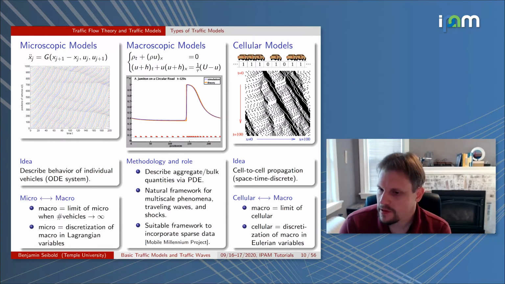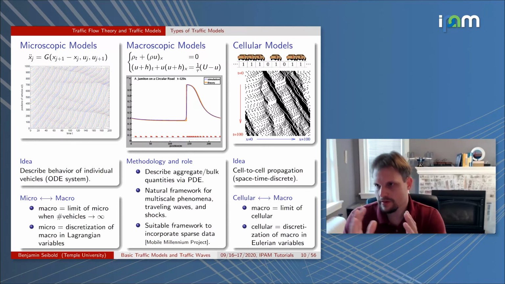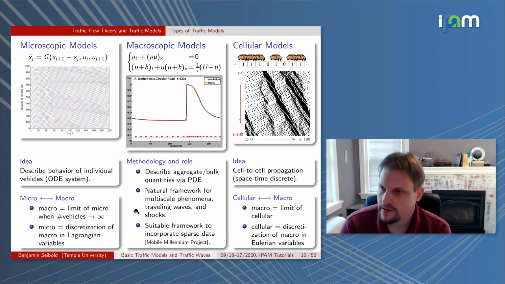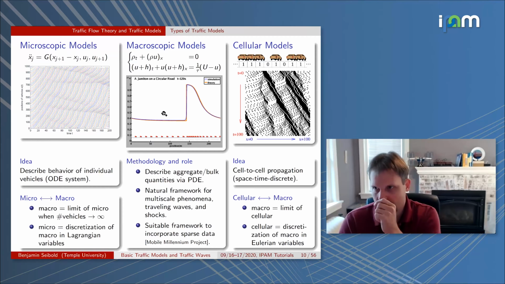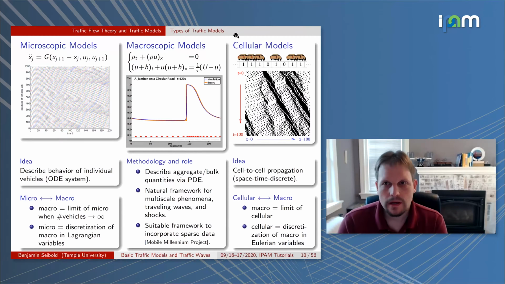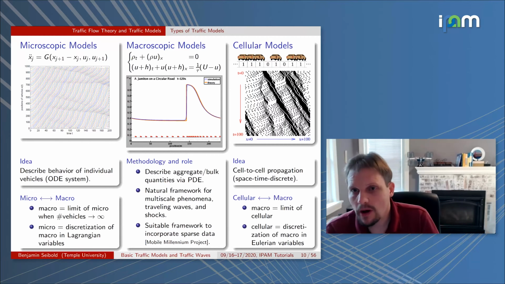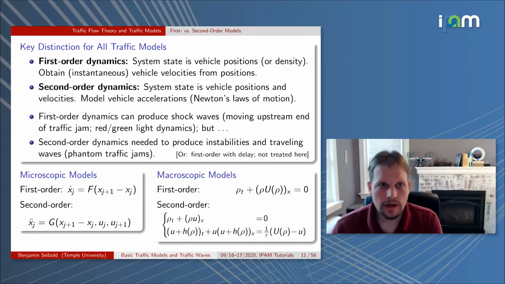And the same is true for the cellular models as well. If cell size goes to 0, you can establish macroscopic models as limits. So these macroscopic PDE models also stand somewhat central, as suitable limits of these individual descriptions. Okay, so this is a rough overview of very popular classes of traffic models.